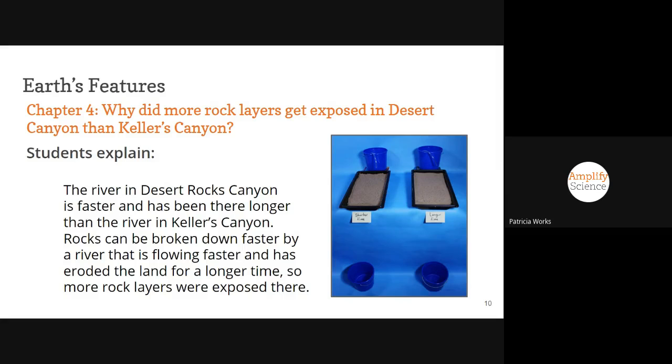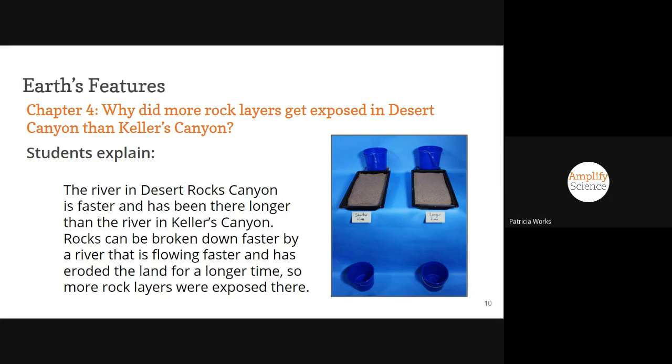Students collect evidence and compare data from the sim and use the stream table erosion model to plan and carry out investigations about how the river's speed and the length of time affect erosion. Then they use an evidence circles routine to prepare to write an argument about the Chapter 4 question.